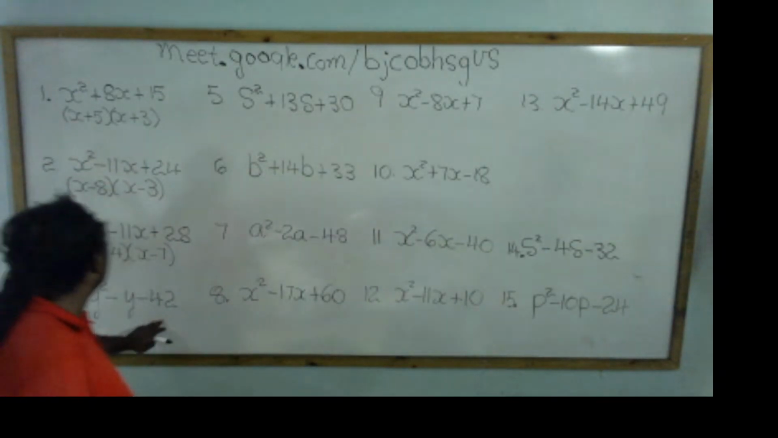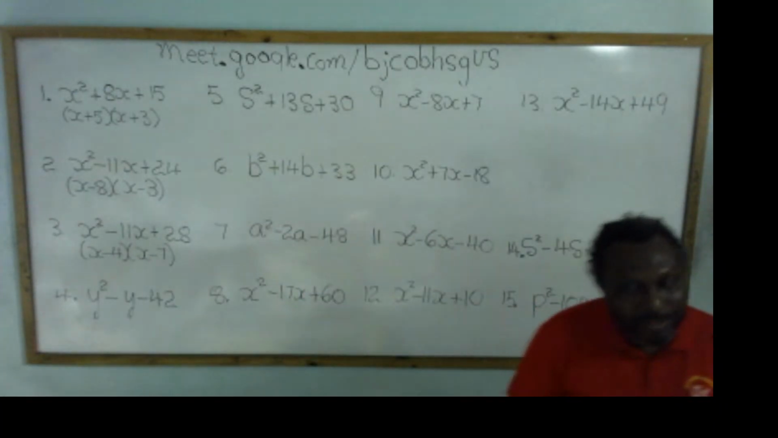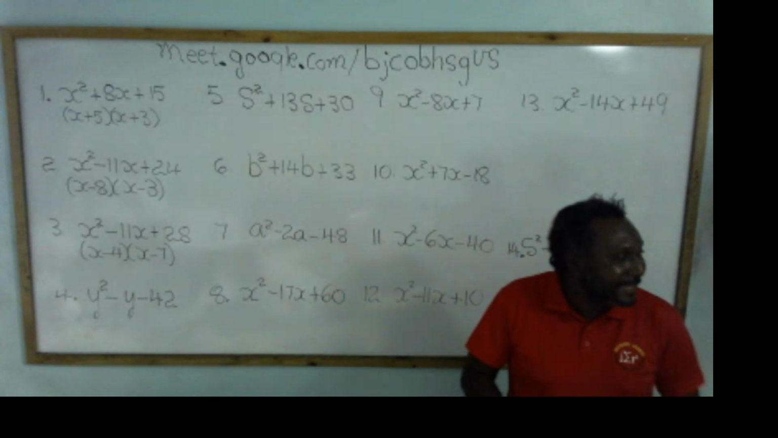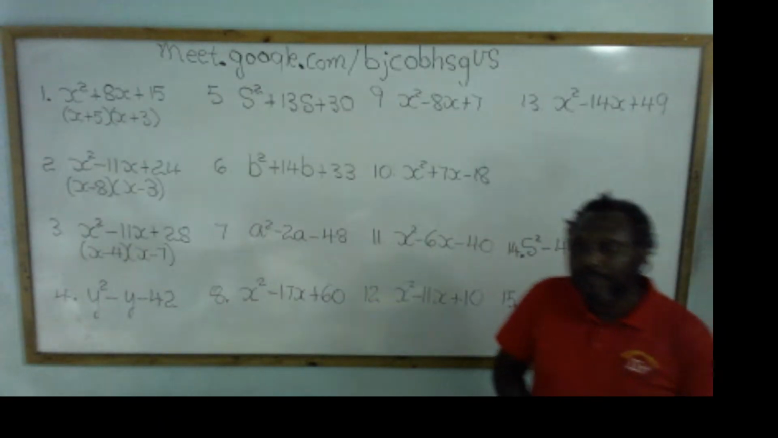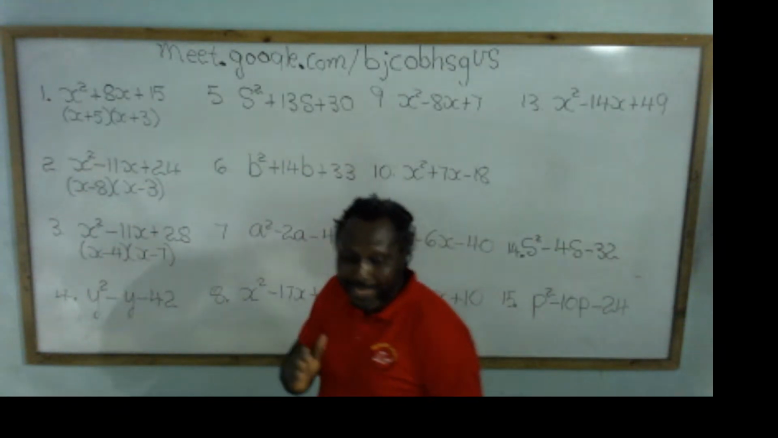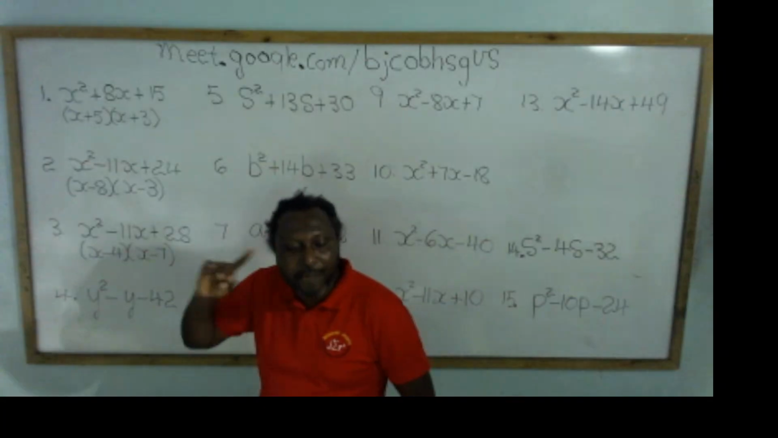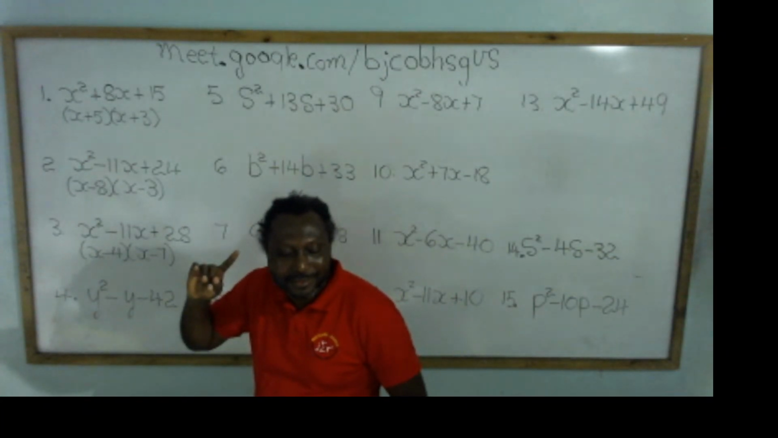And this one, number 4, is a model problem. Yes. Number 4 is a model problem. Why? Because the coefficient of the middle term is either a positive or a negative 1.